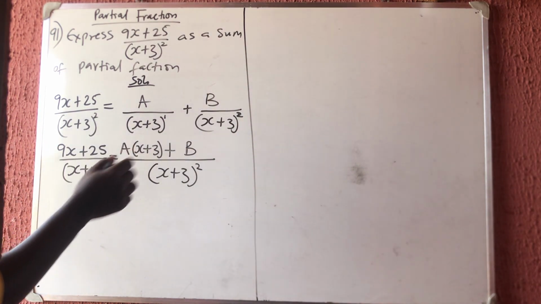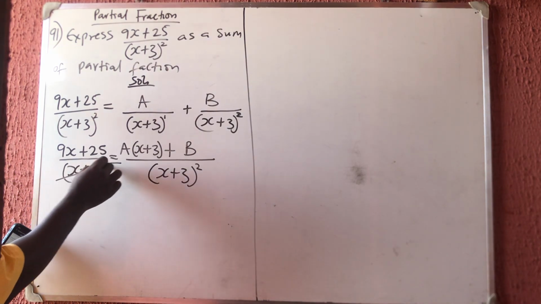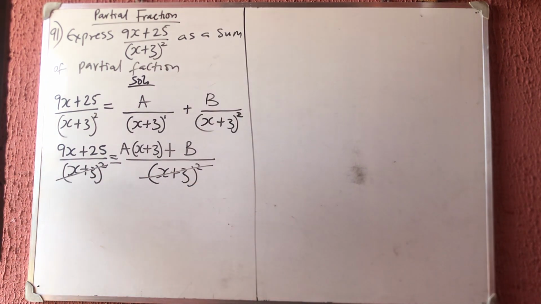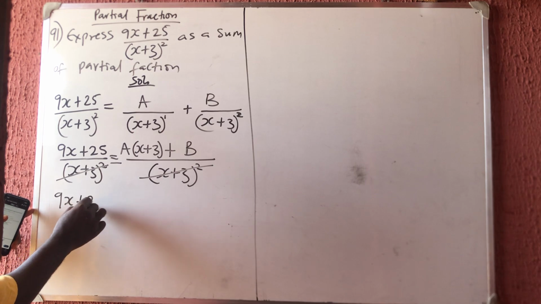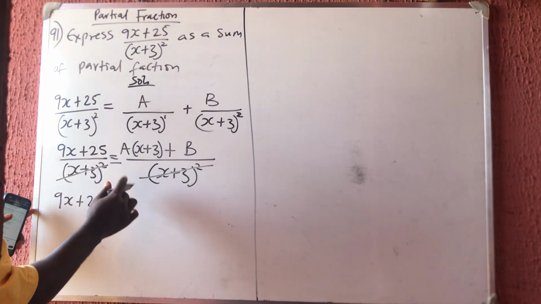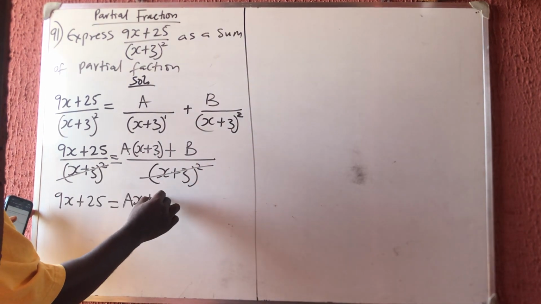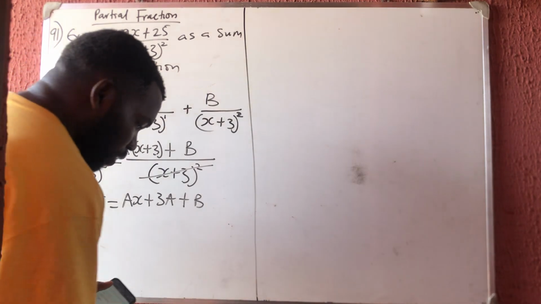So now let's open the bracket. Denominator, put equivalent. Denominator will cancel denominator. In your notes, don't cancel; we don't do cancellation, just know that it will cancel. But I'm cancelling like this because I'm teaching you. So you have that 9x plus 25 is equal to open bracket A times x, which is Ax, plus A times 3, which is 3A, plus B.